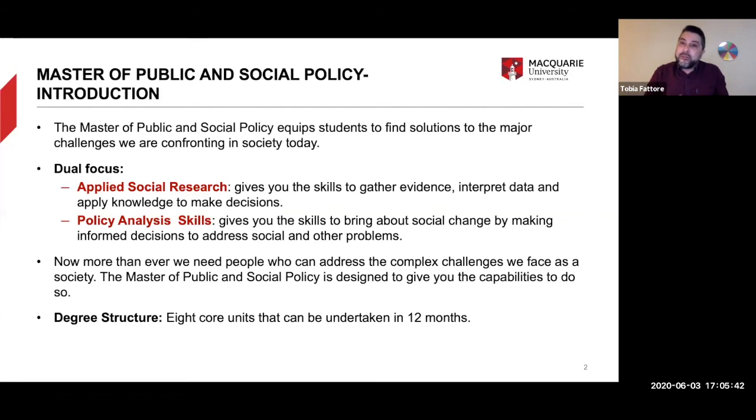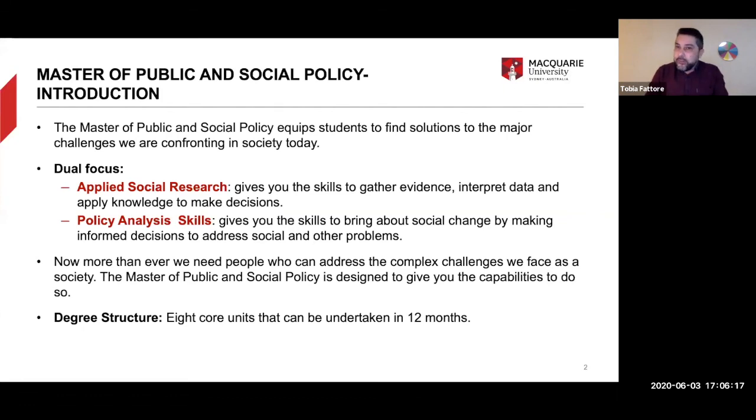So that means that you are able to gather information, critically evaluate that information, but also, and really importantly, apply that knowledge to make good informed decisions as a decision maker, and also to guide decision makers. And I think now more than ever, we need people who can address the complex challenges we face as a society. And the Masters of Public and Social Policy is designed to produce graduates with the capabilities to do so.